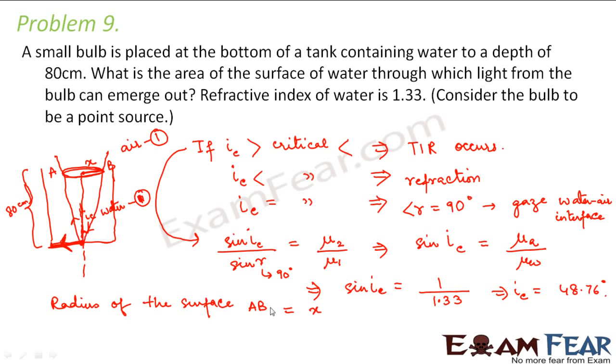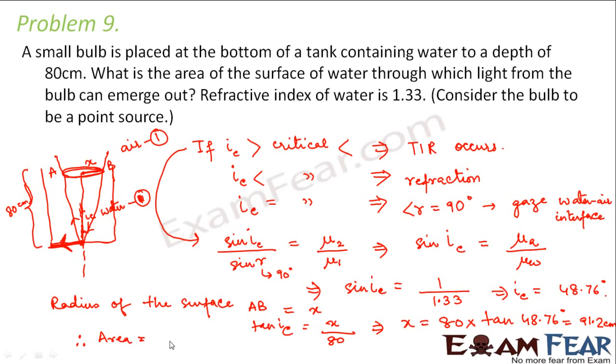Now in this triangle, we can say that tan IC is equal to x divided by 80. Therefore, x is equal to 80 into tan 48.76 degrees. So this value comes out to be 91.2 centimeters. Therefore, area of the surface is equal to pi r square, that is pi into 91.2 whole square, which comes out to be 2.61 meters square. So this would be the area through which the light from the bulb can emerge out.